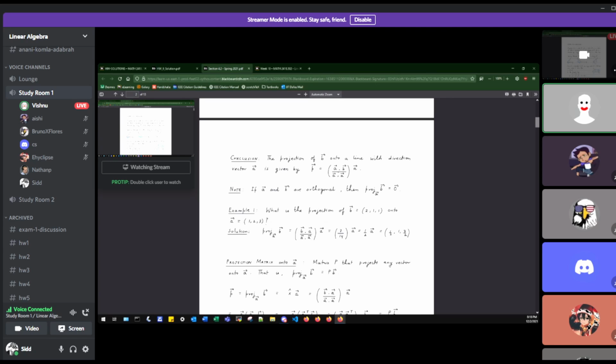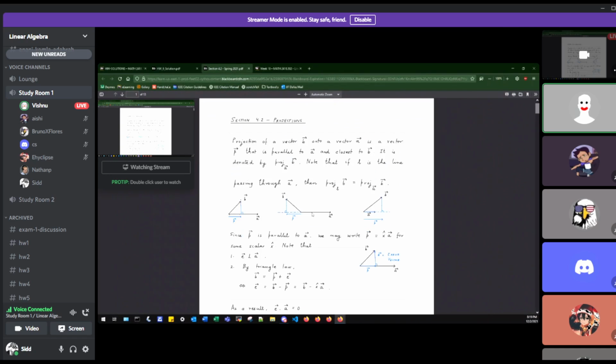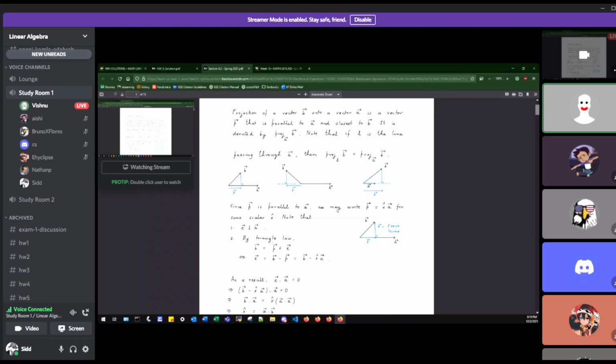This also works for projecting B onto a line that is parallel to A. So for example, if you have this line right here, and you want to project this vector onto it, that's basically the same as projecting B onto A, since A is parallel to this line.